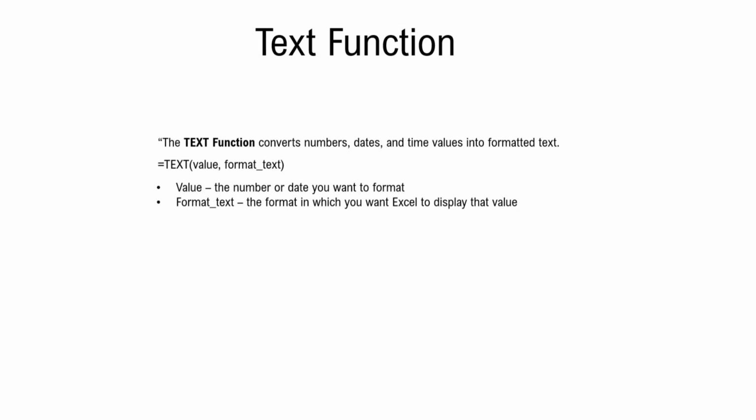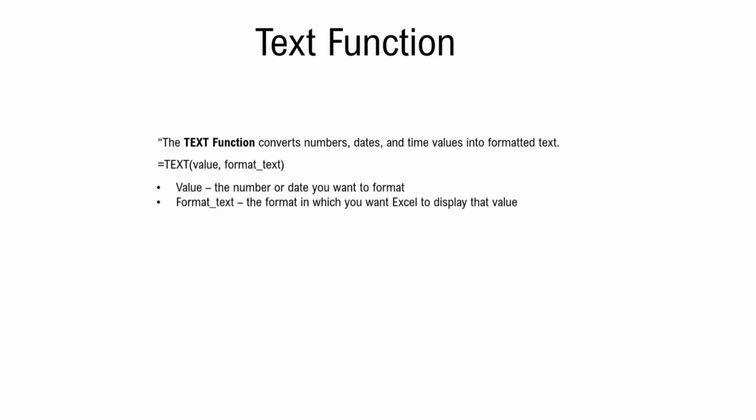Welcome back. In this video, we are going to explore one of the most useful formatting functions in Excel, the TEXT function. The TEXT function allows you to convert numbers, dates, and time values into formatted text. This is extremely useful when you want to display numbers in a specific format or combine numbers and text together.